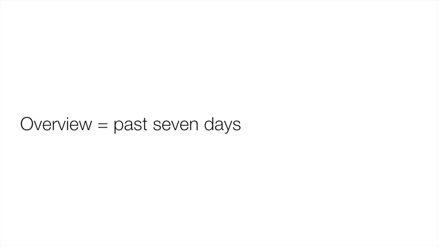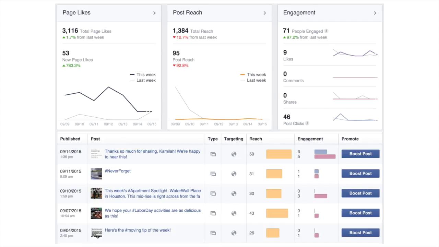So let's start first with the basic look at analytics. And again, you'll see this in a video that'll be in the associated materials. But the first screen that you're going to see is an overview, which is really just the past week. So you get things like how many likes you have this week, how many new likes you have, your post reach, and the types of engagement you have. And then it'll show you your posts from the past week.